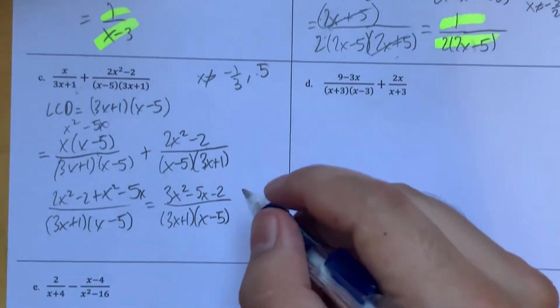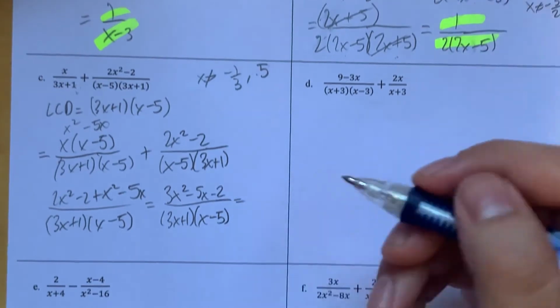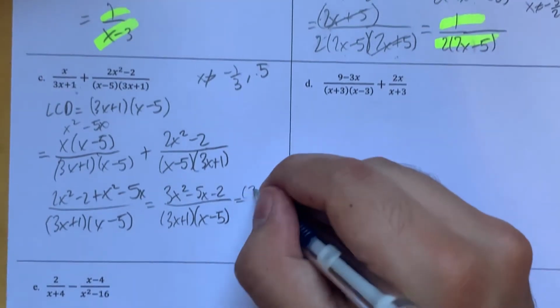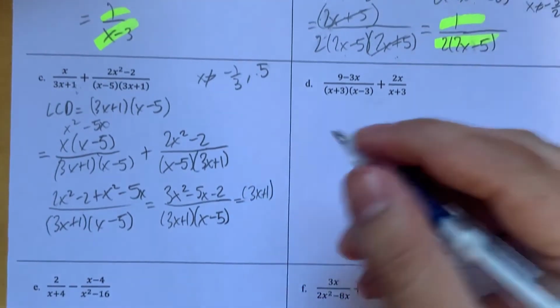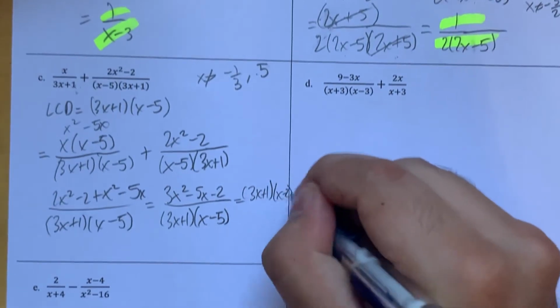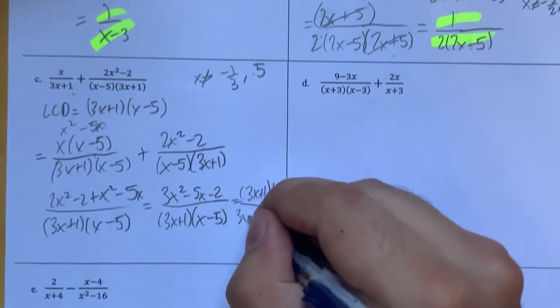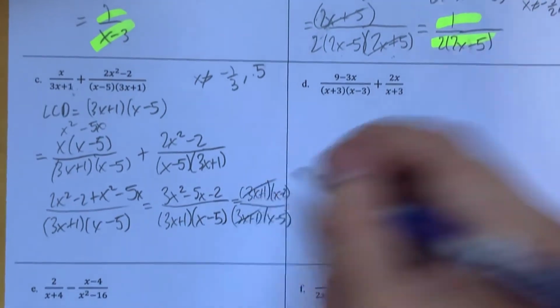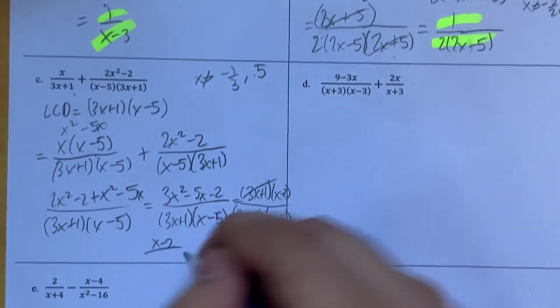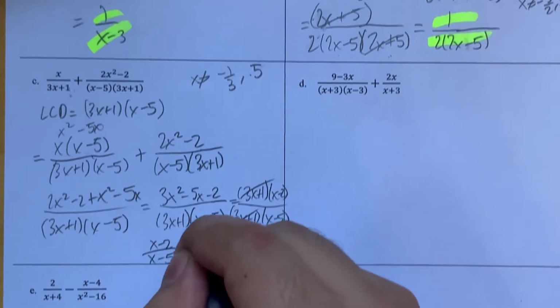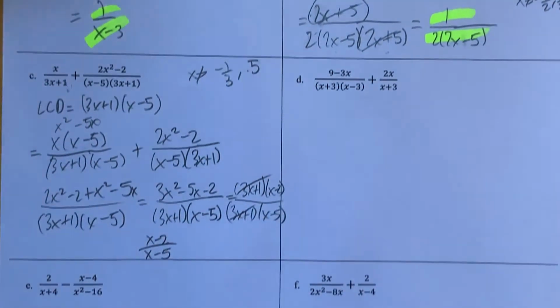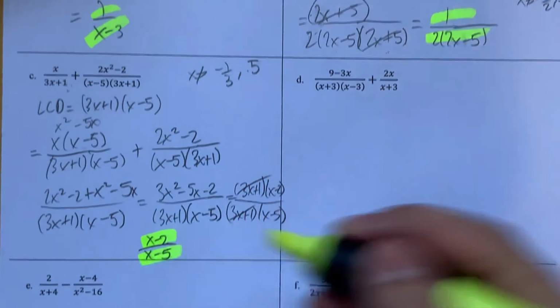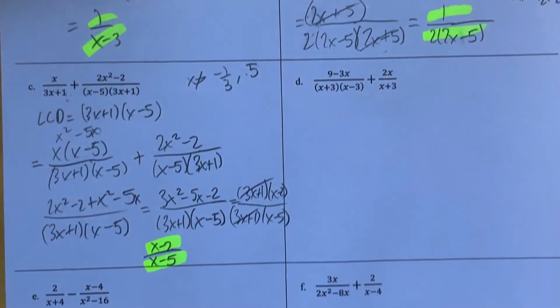And now we're going to have to factor out the numerator. You guys probably already said that to me. Yep. So we factor that out, divided by 3x plus 1 times x minus 5. Oh, look, the 3x plus 1's cancel. And we are left with x minus 2 over x minus 5. And we are done. That is our answer.